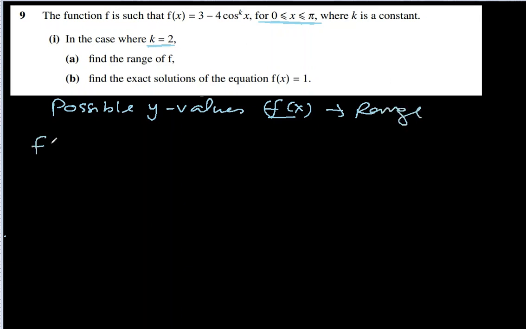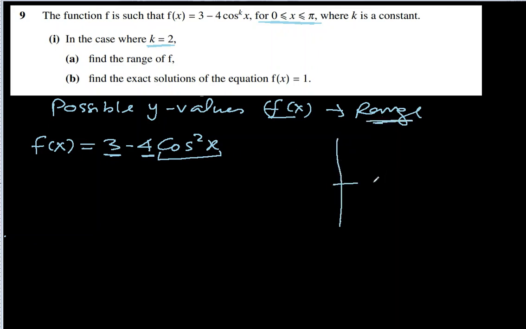Now f(x) is equal to, because k is equal to 2, it becomes 3 minus 4 cos square x, right? 3 is a constant, minus 4 is a constant. That means cos x is the only variable which will decide the range. So let's draw the graph of cos x. This is how the cos x graph will look till pi, because our domain is till pi only. So this value here is 1, this value here is minus 1. This is the graph of y equal to cos x.